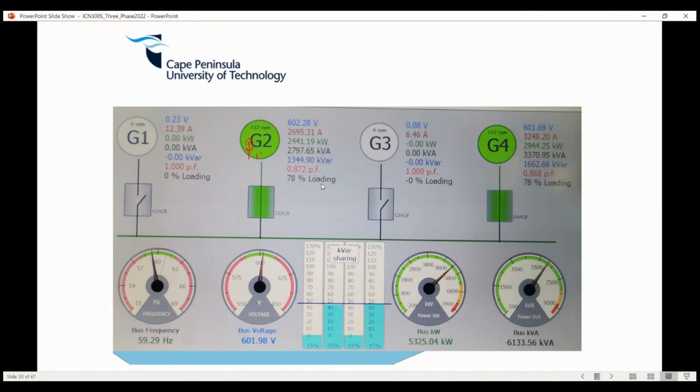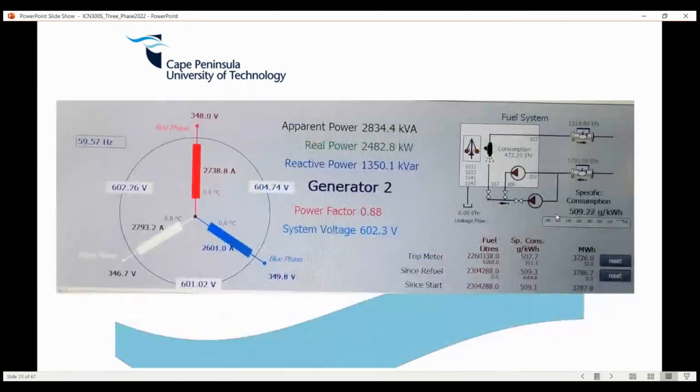I'm not sure what this loading is actually representing, how much is actually being used. Generator 3 is offline, hence nothing, some residual current there, and generator 4 is also connected at that particular voltage. Further on generator 2, if you click on it, this pops up, and you can see the system voltage, the power factor, and all 3 elements. It also shows you the current in each phase. Typically it's supposed to be the same, but it's not always the case. Even the voltages, but they're all within the same region.